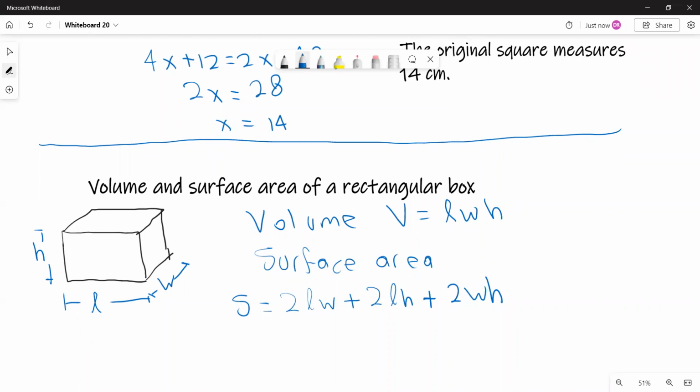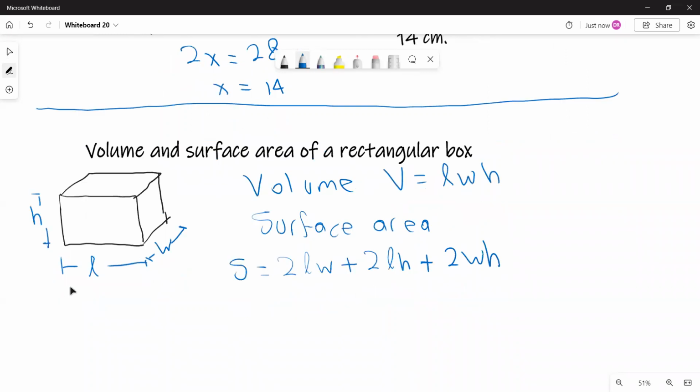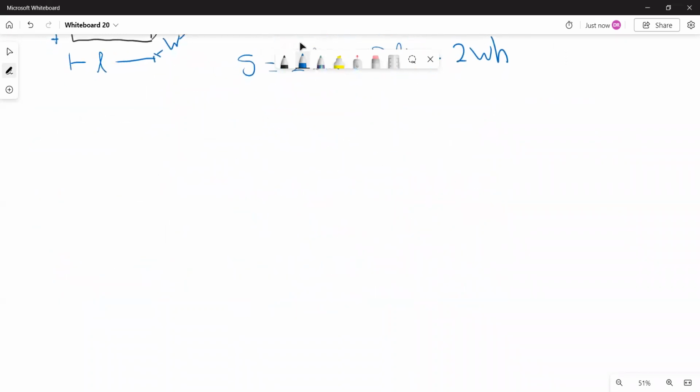So I'm not going to be writing CA all the time. I'm just going to refer to the page number, but we're always working with the second book. We're going to use the surface area formula to answer this question.